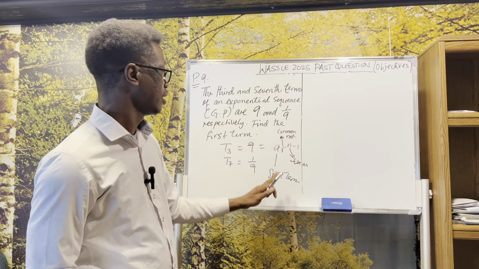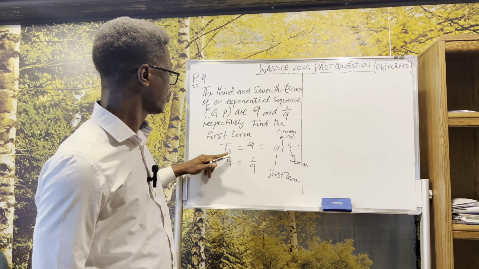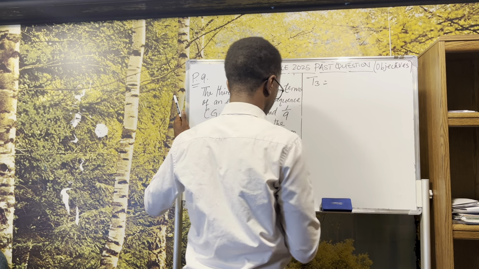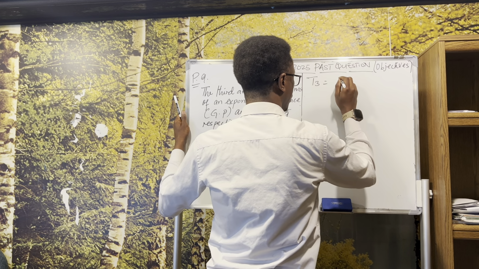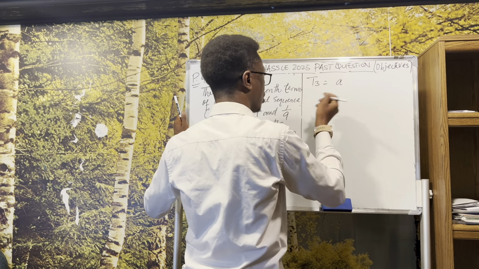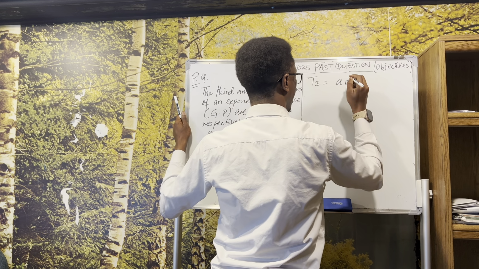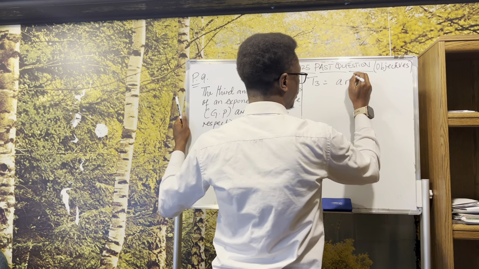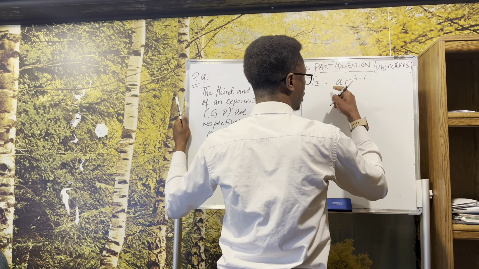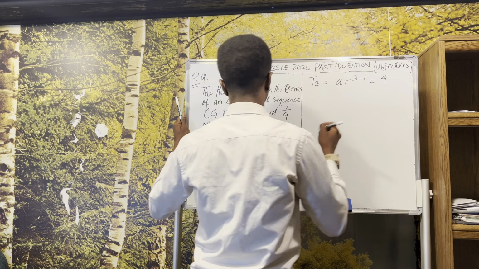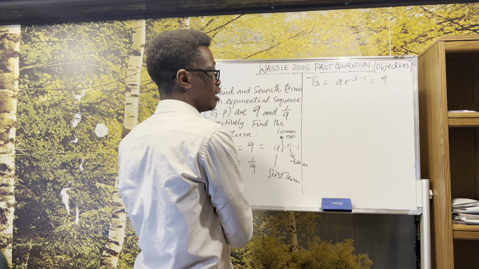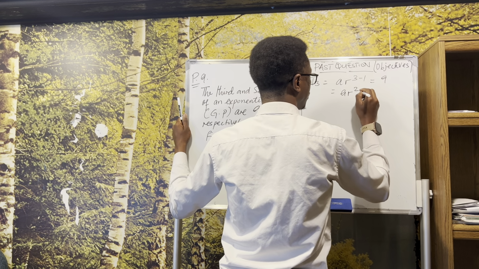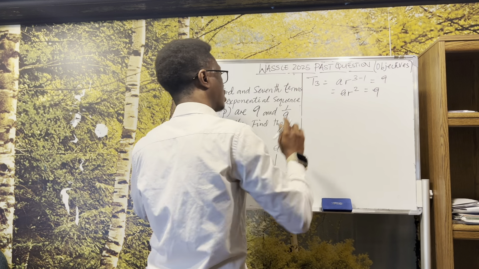So if this is the general formula, if we want to find the third term, T3 is equal to A, the first term, which we don't know, times R, the common ratio, which we don't know either. n is the term given, the third term, so n minus 1, which is 3 minus 1, equals 9. This reduces to A R^2 equals 9. So let's keep it there.